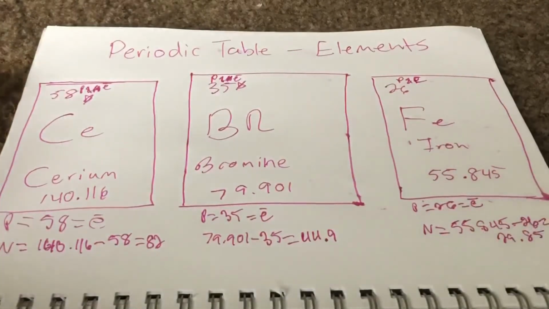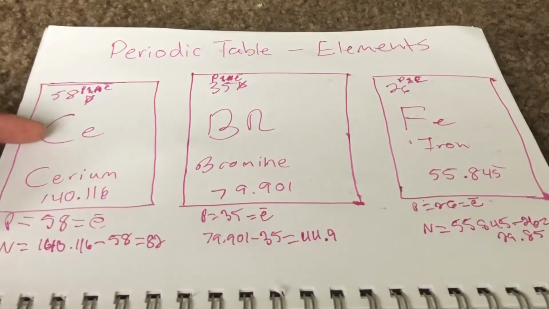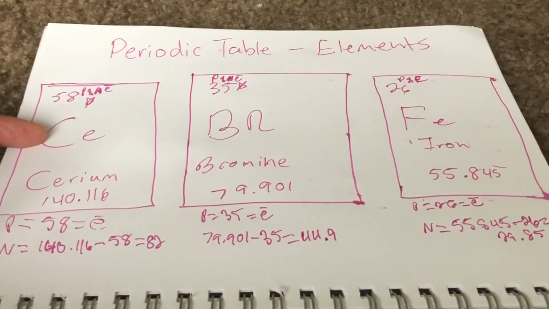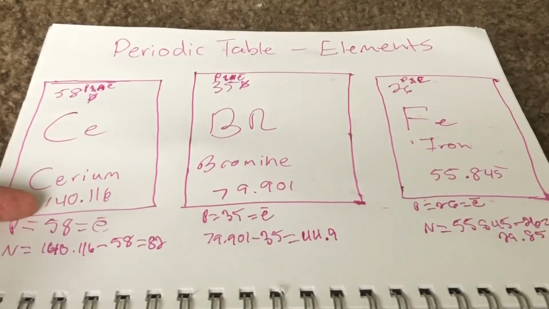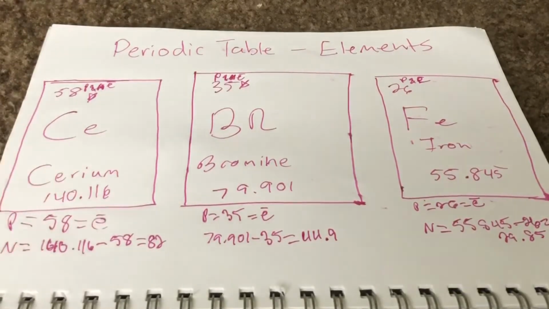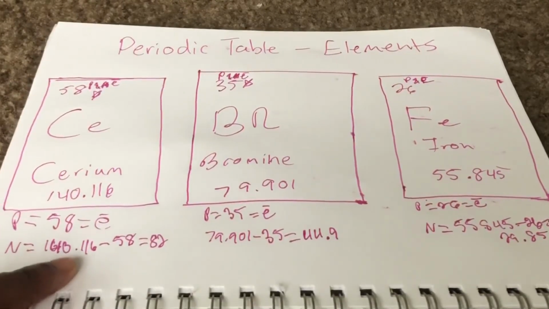So, starting from the top, this is the atomic number, which is 58. Also, it equals the amount of protons and electrons that an element has. Then you have the abbreviation, which is CE, and then the name, which is cerium. And then you have the atomic mass, which is 140.116. And you ask, where do I find the number of neutrons? Again, number of neutrons, atomic mass, minus the atomic number. So 140.116 minus 58 equals 82.